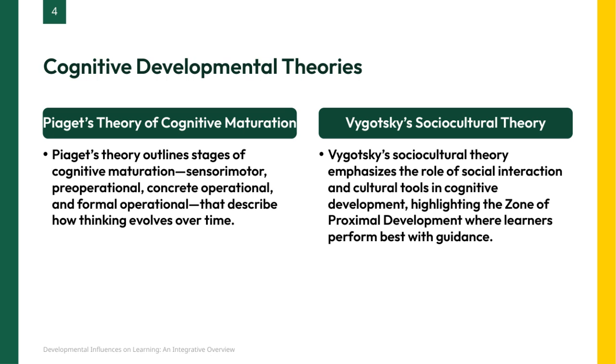On the other hand, Vygotsky's sociocultural theory focuses on how social interactions and cultural tools shape our thinking. A crucial concept here is the zone of proximal development, which describes a range of tasks a learner can perform with help but not yet independently. This highlights the importance of guidance and collaboration in cognitive growth. Together, these theories give us a comprehensive view of how thinking evolves both individually and in social contexts.